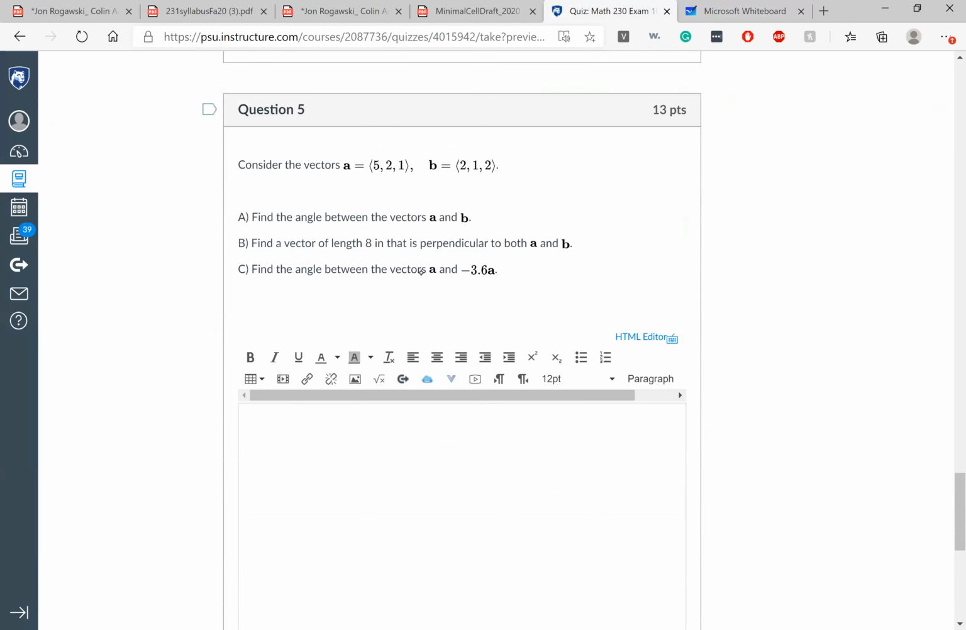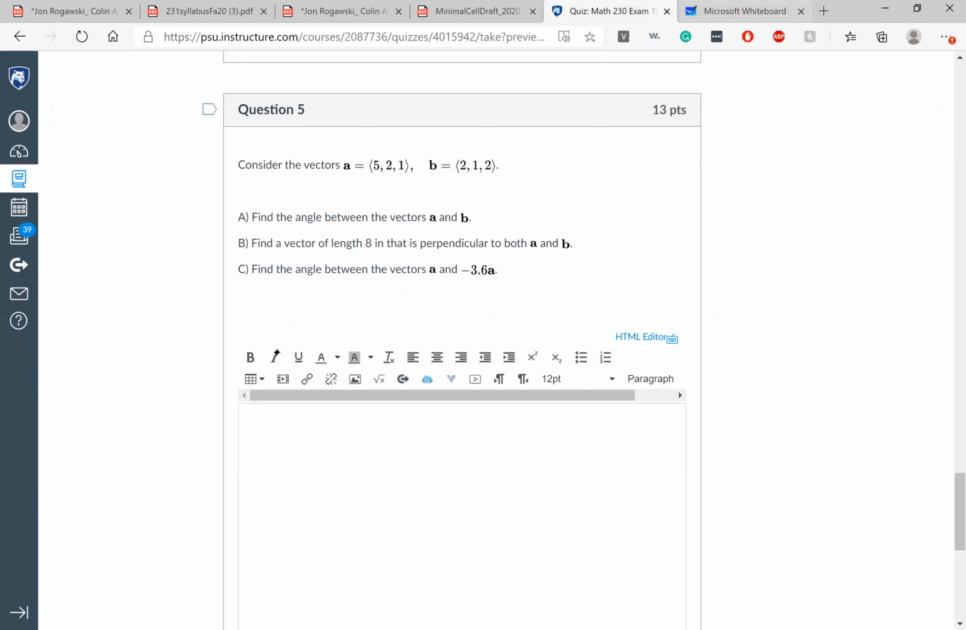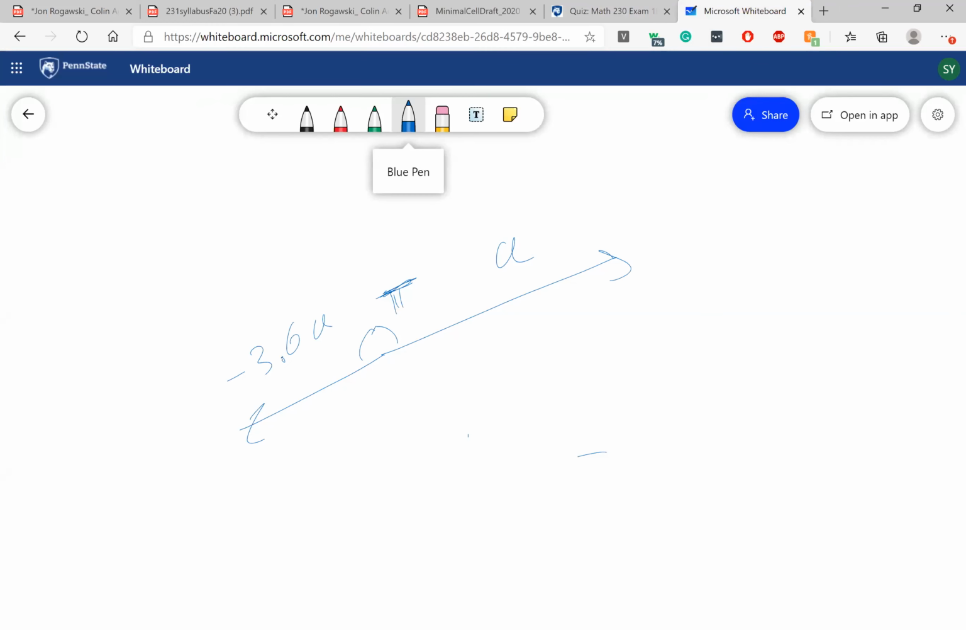Can you go back to the whiteboard for a sec? For this question, do we need to show the proof, the calculation, or is this sufficient? This is fine. Okay, thank you. Anyone else? If it was a positive 3.6, is the angle between them 0? Yeah.